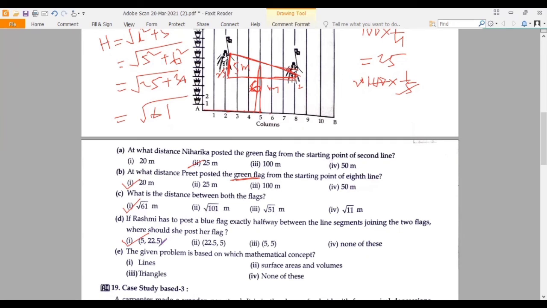The given problem is based on which mathematical concept? Mathematical concept here, which concept? Lines, because all are along lines. Don't consider this one as a rectangle, because once we follow it as a rectangle, we consider this one as a rectangle. Don't. The answer to the given problem being based on which mathematical concept is: Lines. Okay.